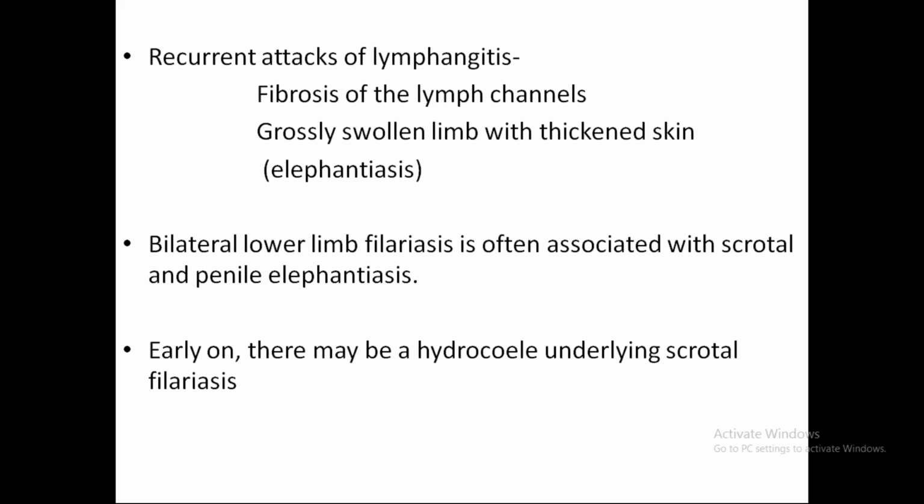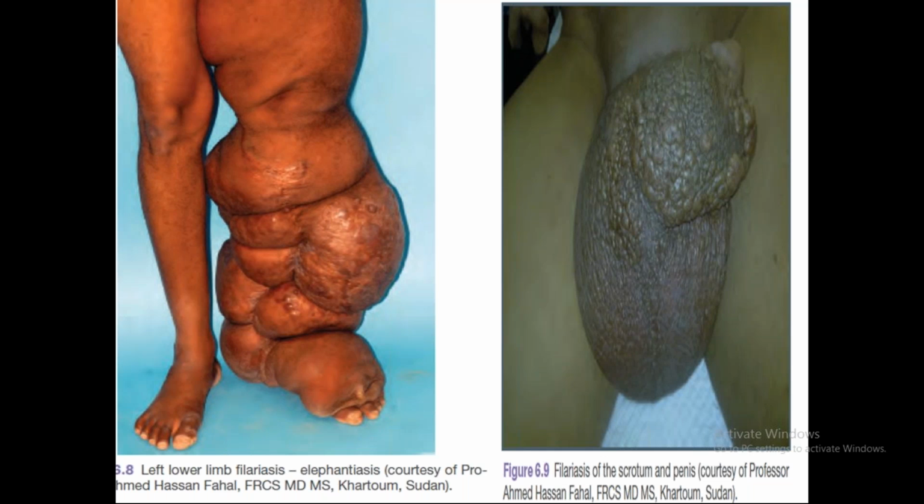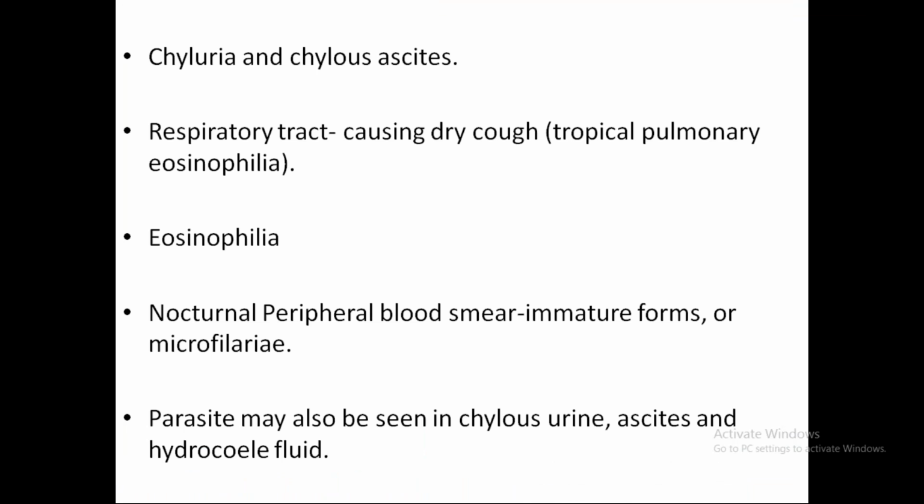So recurrent attacks of lymphangitis cause fibrosis of the lymphatic channels. Due to this, the limb will be grossly swollen with thickened skin, leading to elephantiasis. Bilateral lower limb filariasis is associated with scrotal and penile elephantiasis. Early on, there may be a hydrocele underlying the scrotal filariasis. This is the elephantiasis and this is the filariasis of the scrotum and penis. So, chyluria and chylous ascites can be present. Respiratory tract involvement causes dry cough due to tropical pulmonary eosinophilia.